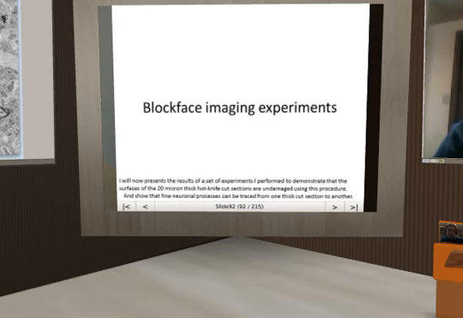So I'll now present the results of a set of experiments that I performed to demonstrate that the surfaces of these 20 micron thick hot knife cut sections are undamaged using this procedure, and show that the fine neuronal processes can be traced from one thick cut section to another.